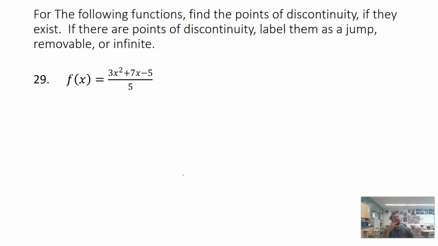Lastly, number 29, you'll notice that there are no x's on the bottom of this fraction. There is a fraction and it has x's on top, but there are no x's on the bottom. Since that's the case, we can say that this is continuous everywhere. There is nowhere that we have a discontinuity because there's nowhere that the bottom is equal to 0 to create the issues that we've had before.